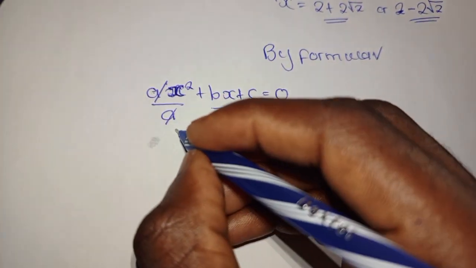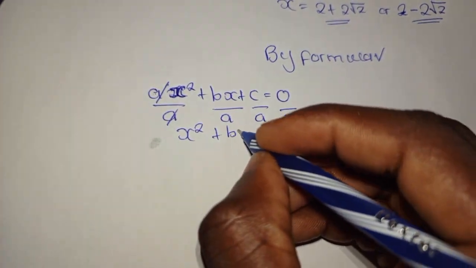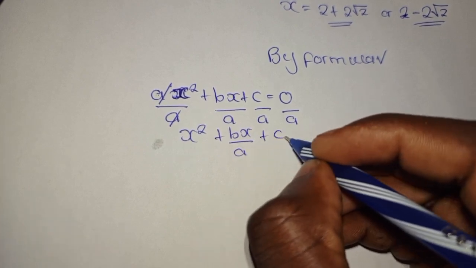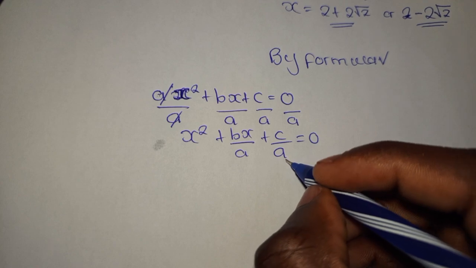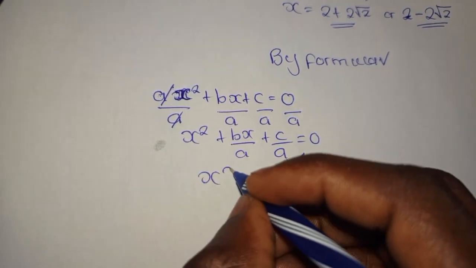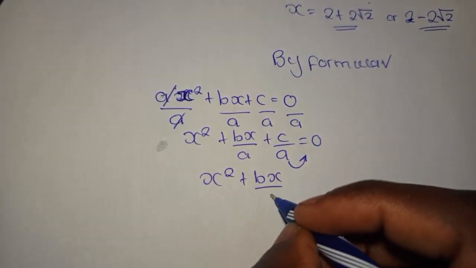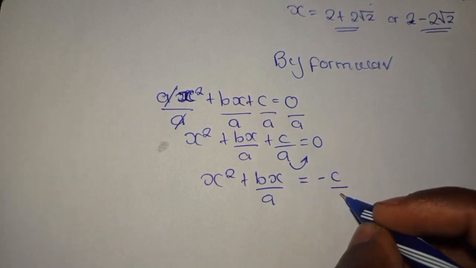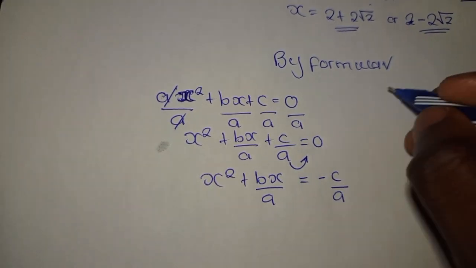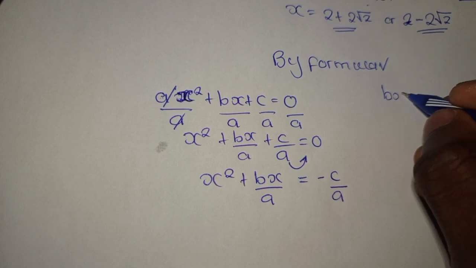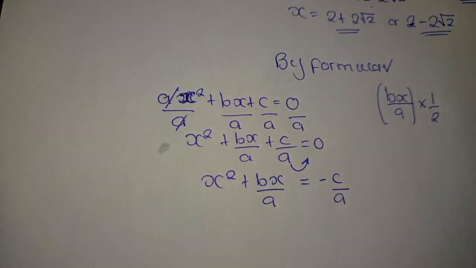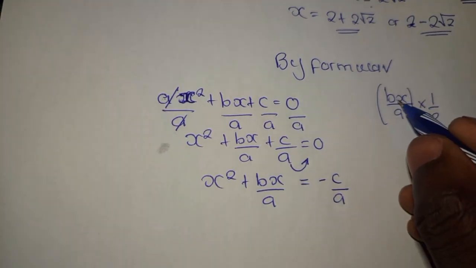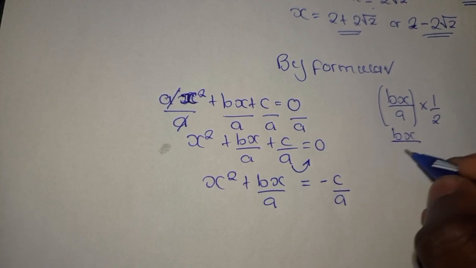So this and that cancels, so you have x squared plus bx over a plus c over a being equal to 0. The second thing that you do is you take this to the other side, and you have x squared plus bx over a is equal to negative c over a. Immediately you do this, you get the value of bx over a and multiply this value by half. This is a rule, not something to debate on. So we know for sure that this times that is basically bx over 2a.